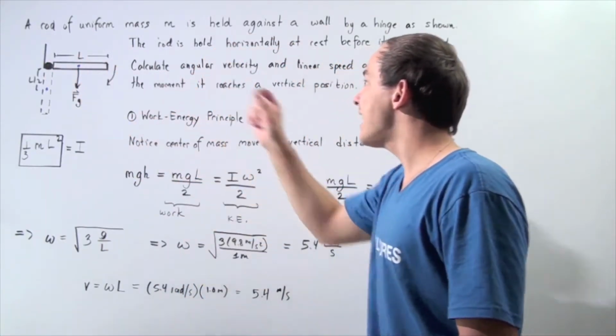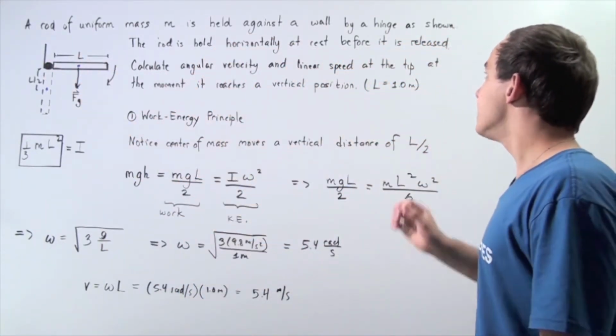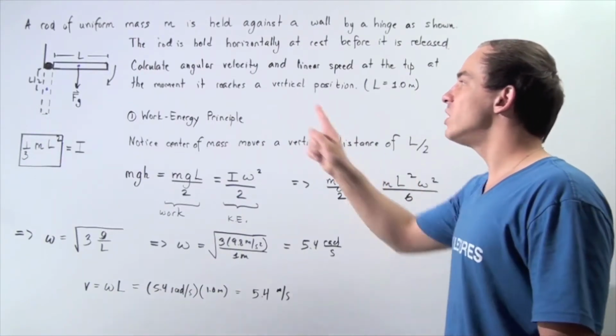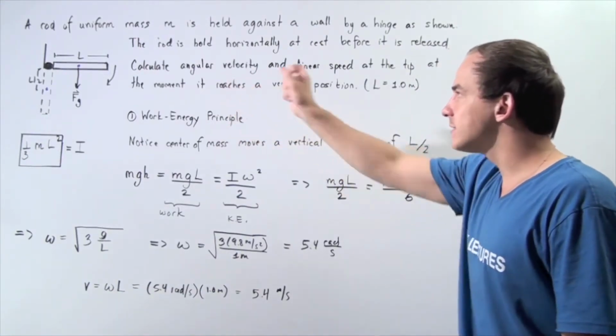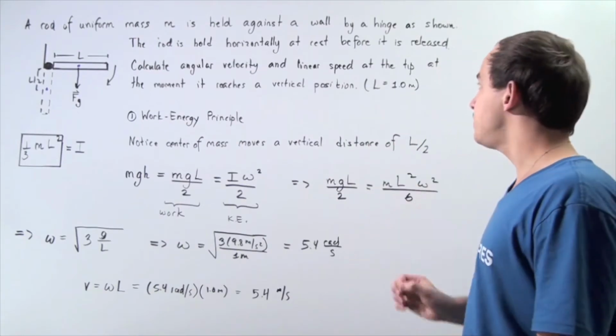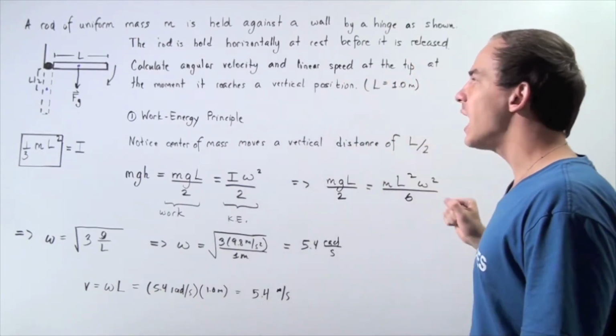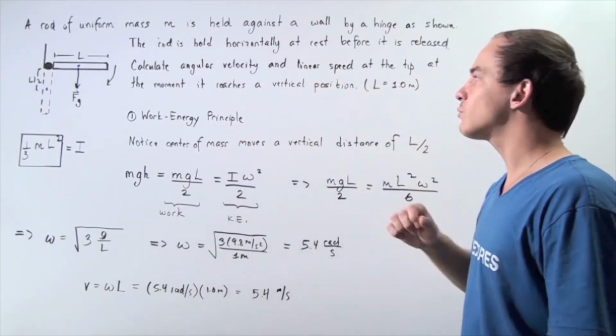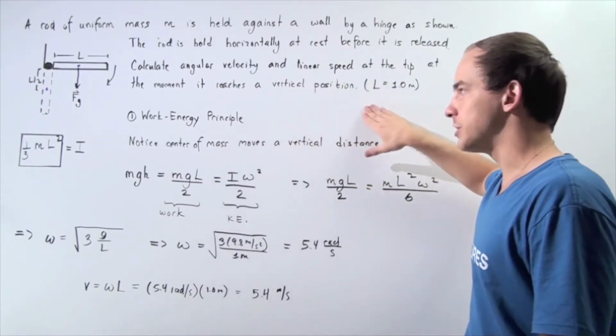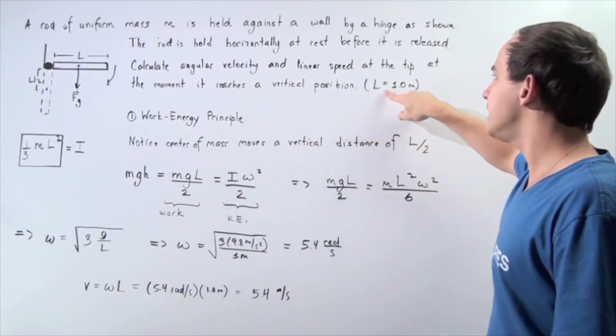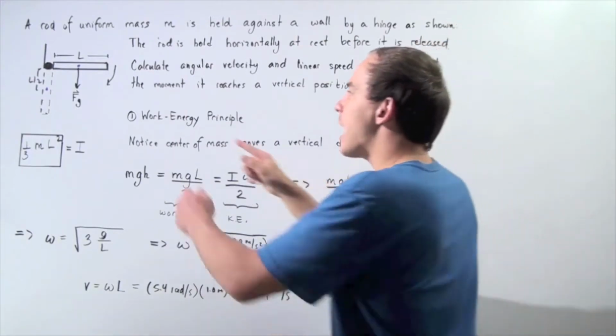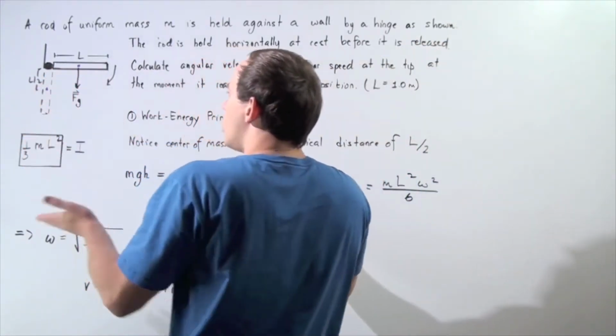Now, the rod is held horizontally at rest before it is released. We want to calculate the angular velocity and the linear speed at the tip of the rod at the moment the rod reaches a vertical position. Now, we're assuming that L is 1 meter. So our length of the rod is 1 meter.